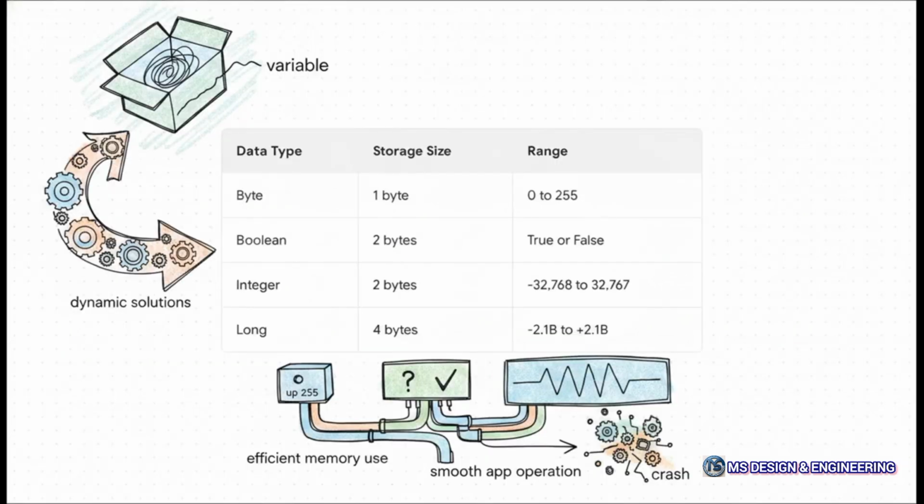So to engineer rock-solid, stable models, we start by constructing dynamic solutions using what we call variables. Think of variables as flexible containers for your ever-changing business data. Check out the storage sizes and range limits for the data types listed here. Choosing the right one, whether it's just a simple byte for tiny numbers up to 255, a boolean for basic true or false statements, or a massive long integer for data in the billions, is absolutely crucial. Look, in a high-stakes business environment, efficient memory use is quite literally the difference between a lightning-fast application and a catastrophic system crash right in the middle of a huge client presentation.